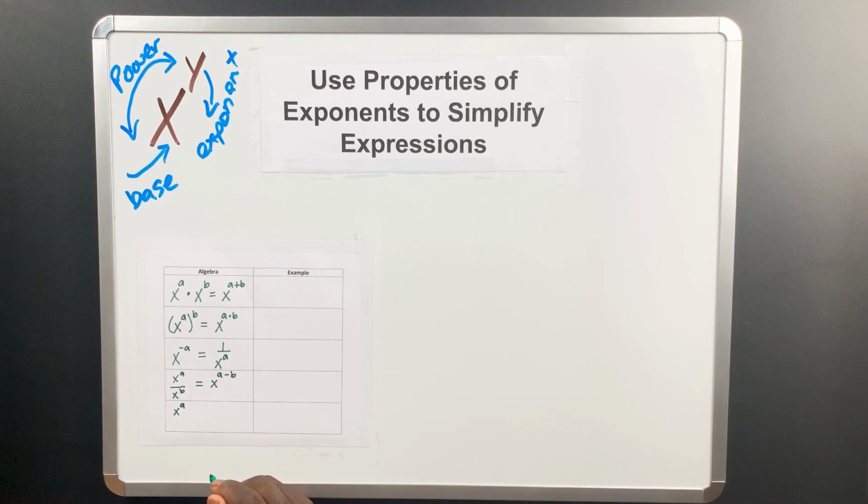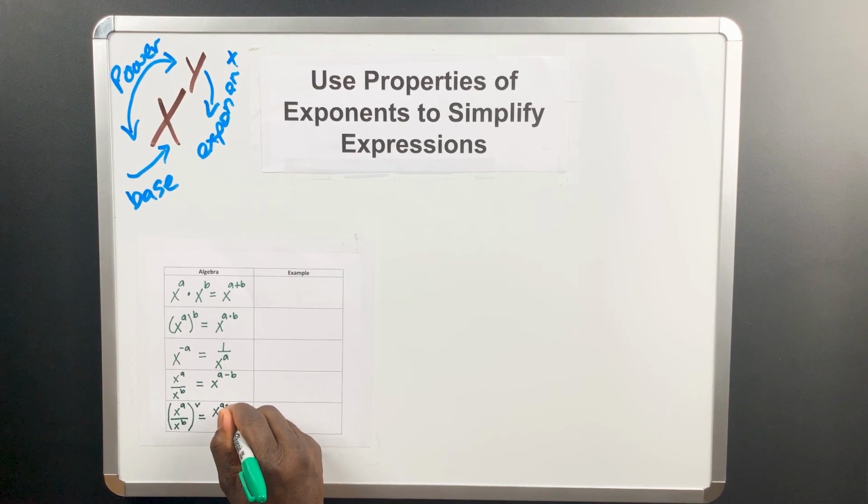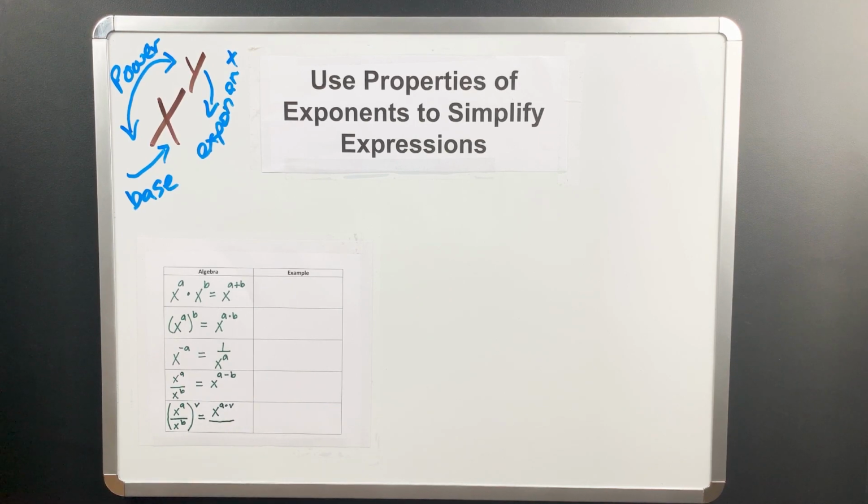Then there's one where we have a rational expression. Let's say we have x to the a divided by x to the b, and in that case all of this is raised to, let's say, the v power. Now notice we really have in the numerator a power raised to a power, and in the denominator a power raised to a power. So, you guessed it, we're going to take that base in the numerator and multiply the exponents. So that's x to the a times v, and do the same thing in the denominator. That's x to the b times v.